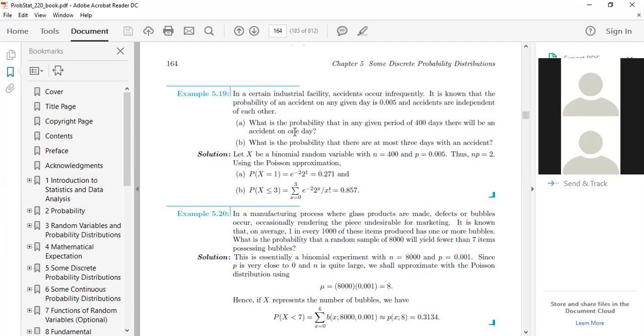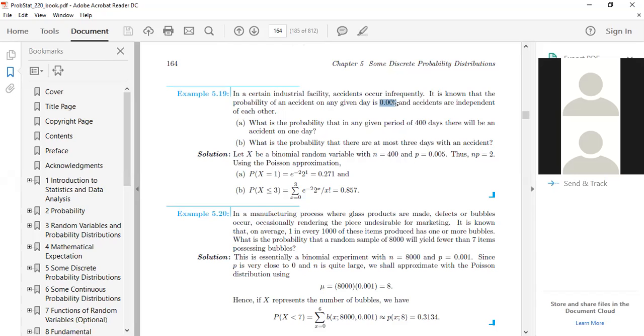So again, you can write n equal to the total period, the total samplings, so 400 days, n equal to 400. And my probability p is given to us, that is equal to 0.005. So I can write e to the power negative nu, where nu is equal to np, and np equal to lambda t.